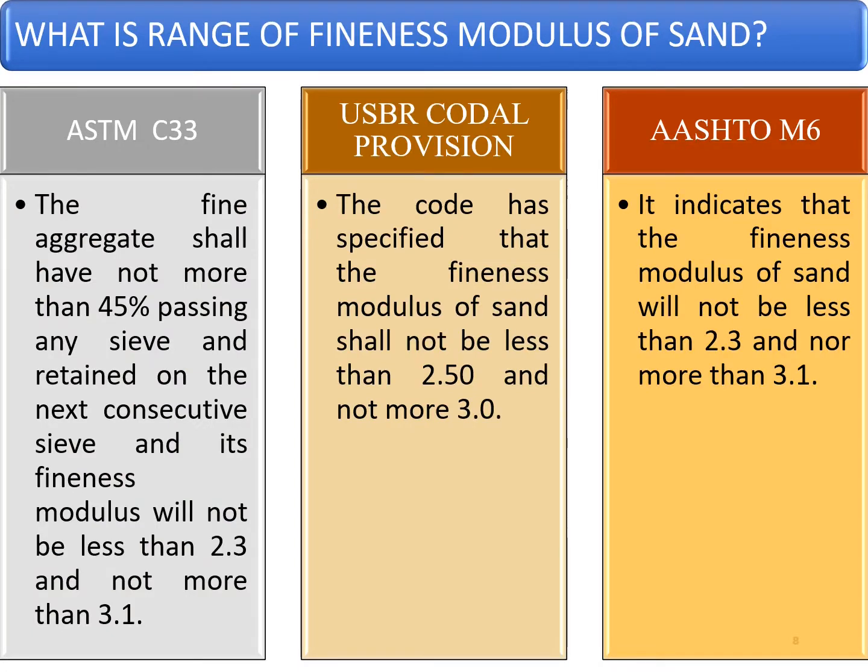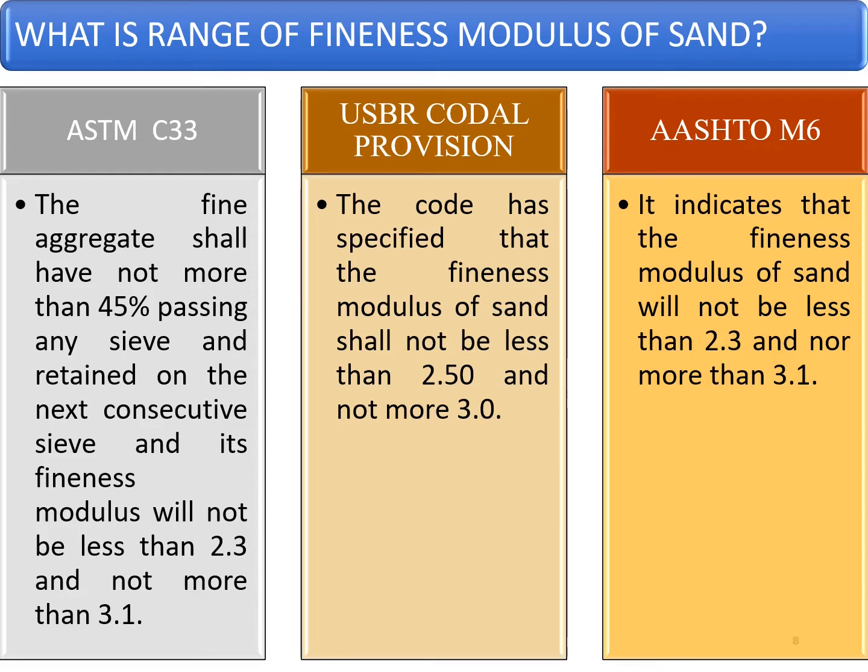Different ranges of fineness modulus are given in the international codes like ASTM, AASHTO and USBR codes. In ASTM C33 it is written that the fine aggregates shall have not more than 45% passing one sieve and retained on the next consecutive sieve, and its FM value will not be less than 2.3 and should not be more than 3.1.